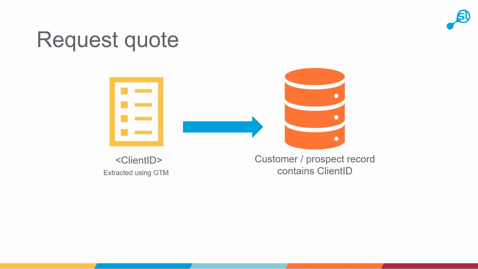In terms of a quote, we would use the method that I just explained before, using a form and the hidden field to insert a client ID into the form, which then is submitted into the CRM. So we have a record of the client ID in the CRM.